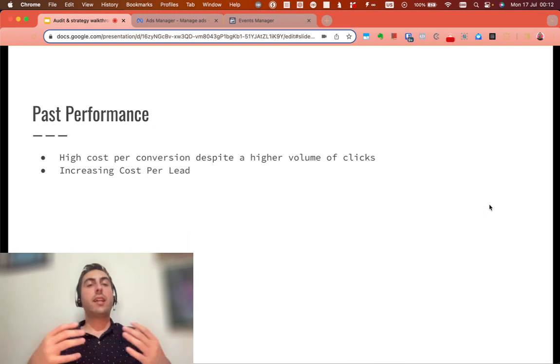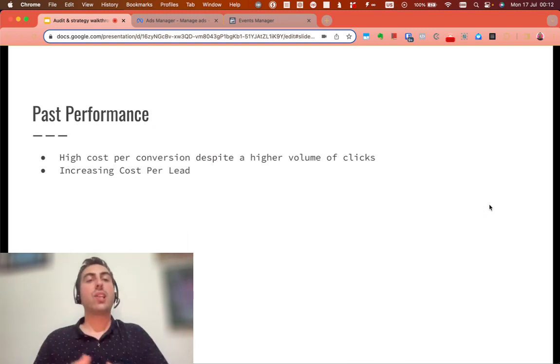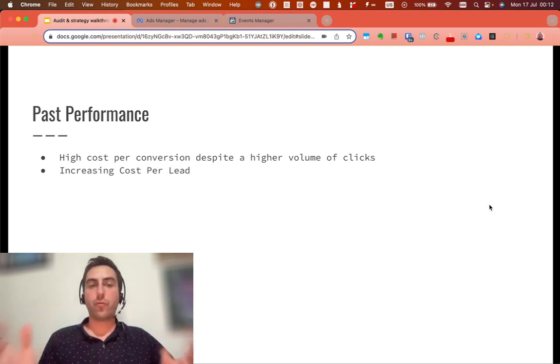So the issue on the account was that they were seeing a high cost per conversion despite getting lots and lots of clicks and website visitors from the ads. At the same time, they were seeing an increase in the cost per conversion, in this case, the cost per lead.